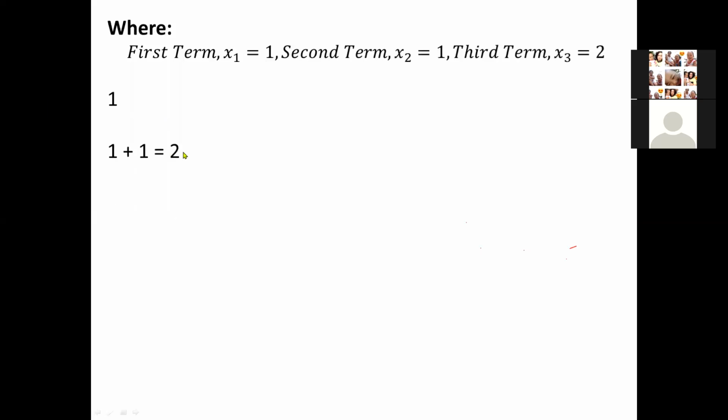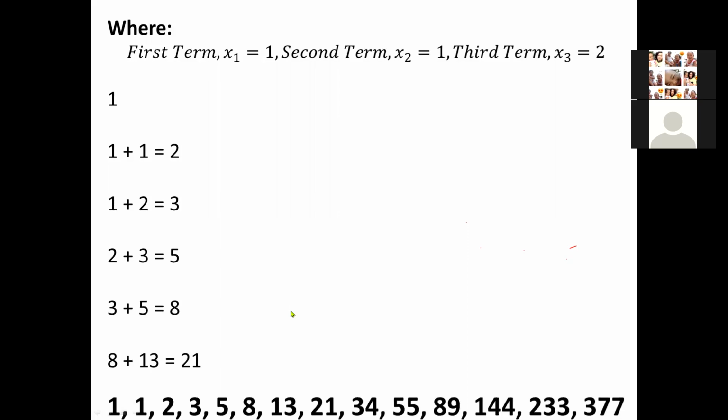1, then 1 plus 1 is 2. 1 plus 2 is 3. Ganyan yung pagkakasulat. Ano? And then 2 plus 3 is 5. 3 plus 5 is 8. 8 plus 13 is equal to 21. So, ganyan yung paghanap ng mga terms, yung pattern.